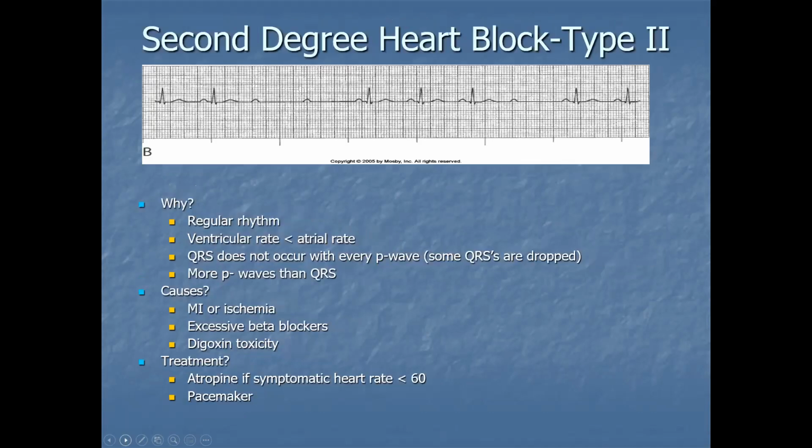Second degree, type 2. What's actually happening here is the rate is regular. The ventricular rate is less than the atrial rate. QRS does not occur with each P wave. So there's no prolongation. It's just that they're not present in some cases. In some cases they are. So the pathway works, but it doesn't work consistently. There are more P waves than QRS waves. Causes: MI or ischemia, excessive beta blockers, dig toxicity. And you can see some of the treatments here are consistent with type 1.